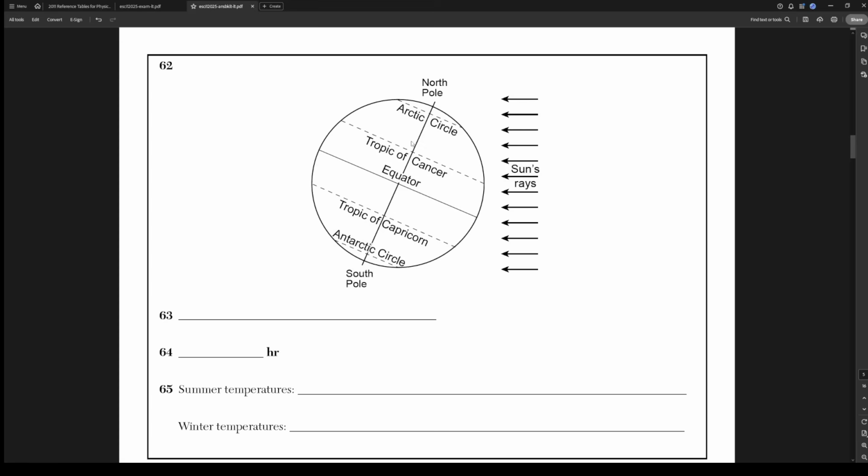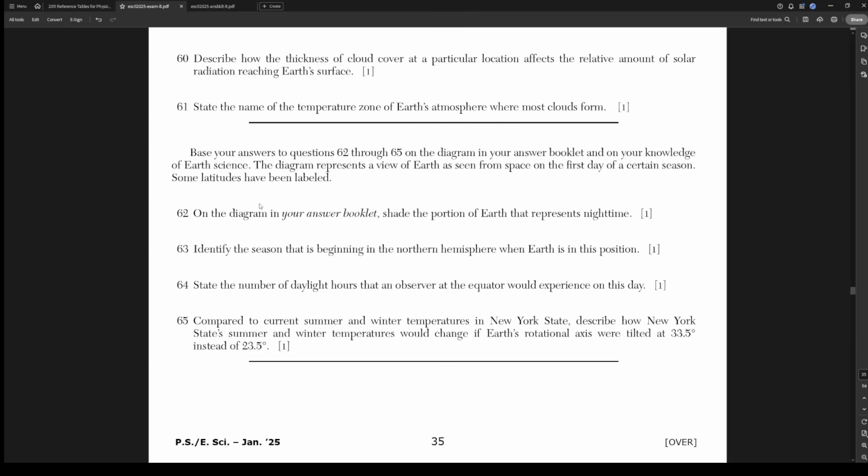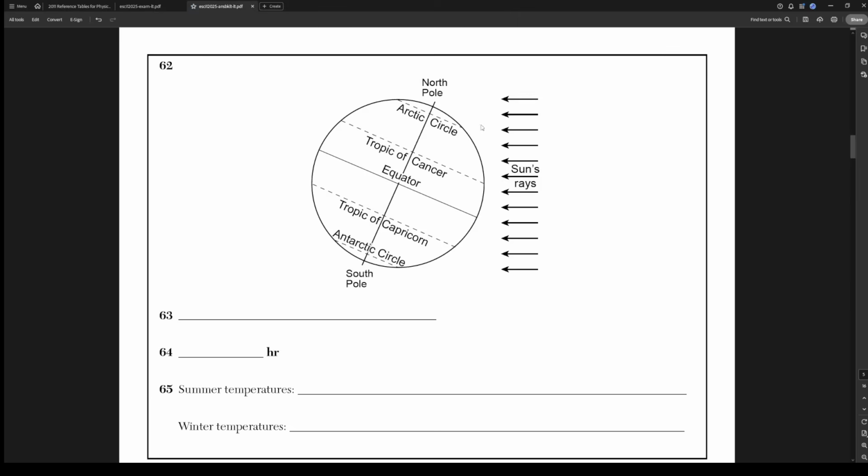62. All right, I'm seeing a tilt towards the sun. I didn't even look at the question. So I know this is the summer solstice automatically, June 21st. Let's see what it says. On the diagram, shade the portion that represents the nighttime. Okay, the sun's on the right, so nighttime is going to be half the Earth on the left. So you're going to want to go like this.